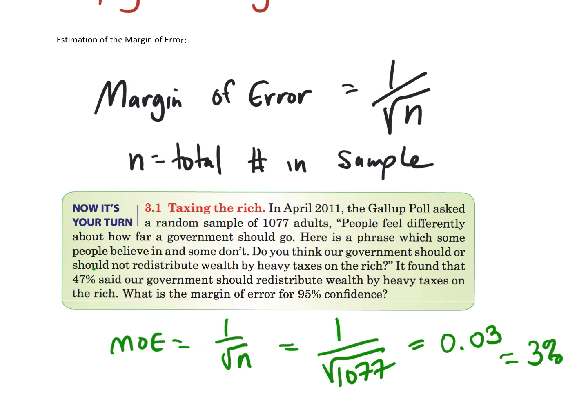So 47% said that's what they thought, but our margin of error is 3, remember it's 47% plus or minus 3%. So our actual parameter, the actual percentage of everyone, is going to be somewhere between 44 and 50%. That margin of error expands the range our actual value could be, because we don't know exactly where it is, but we're just trying to estimate it in this range.